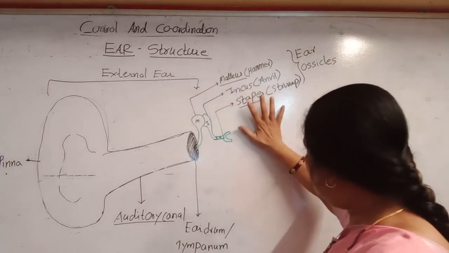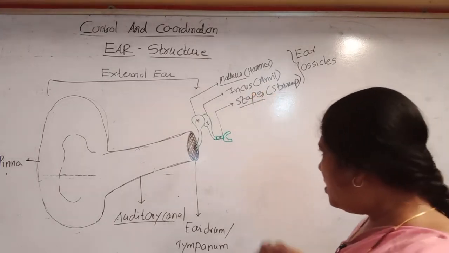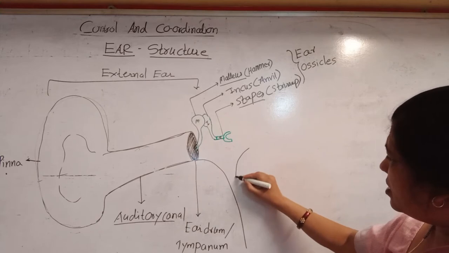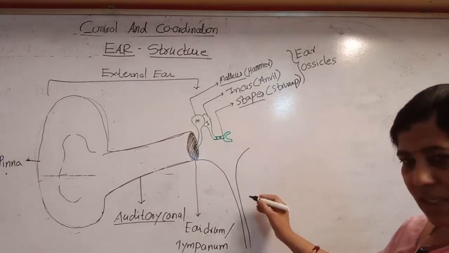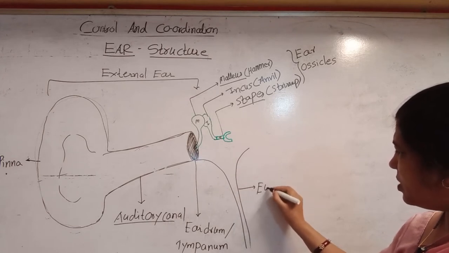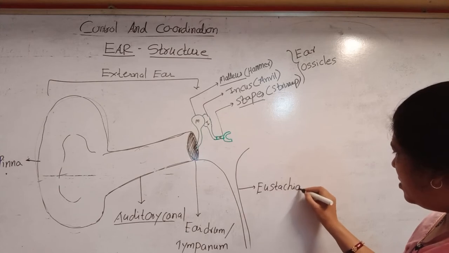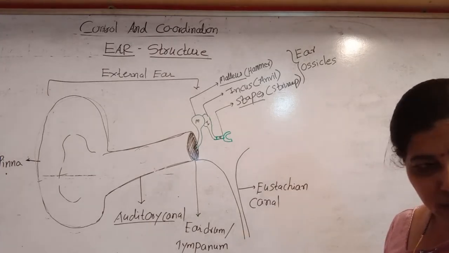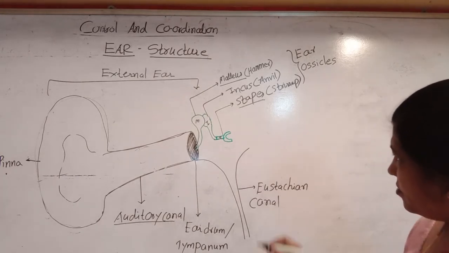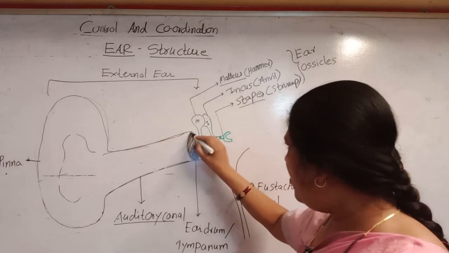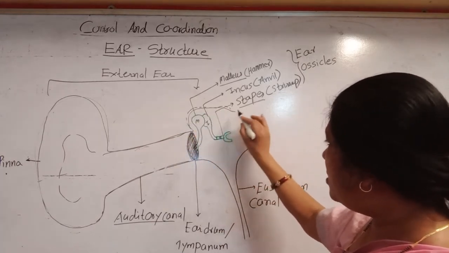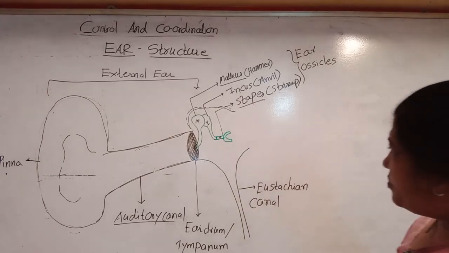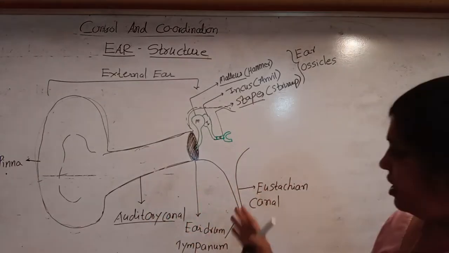So the middle ear consists of these three bones, and along with these three bones, there is a canal. This canal is called the Eustachian canal, and the Eustachian canal opens into the pharynx. So in this way, the middle ear consists of these three bones along with this Eustachian canal, and this is an air filled cavity. So this is the structure of the middle ear. The middle ear is an air filled cavity.